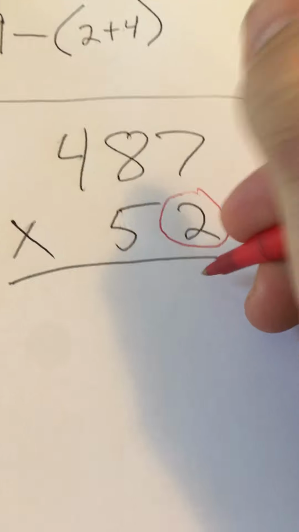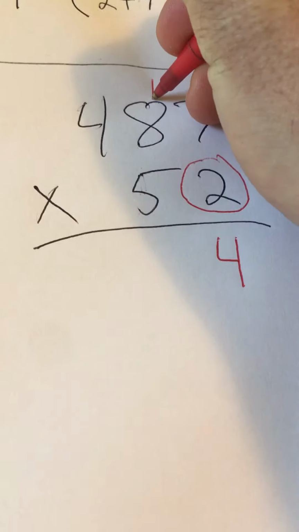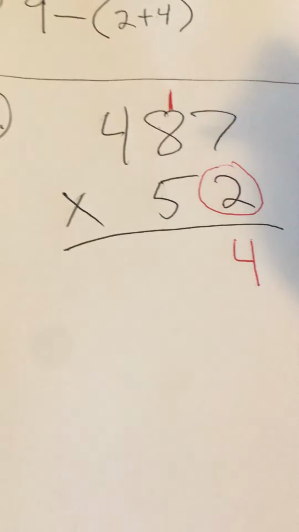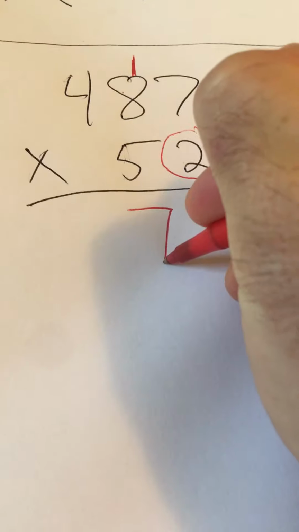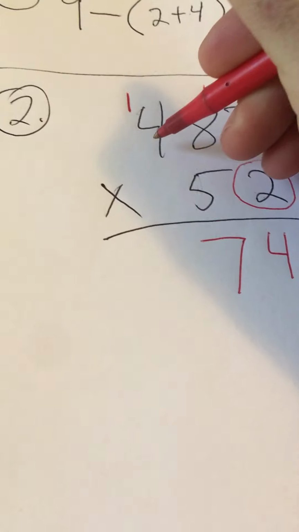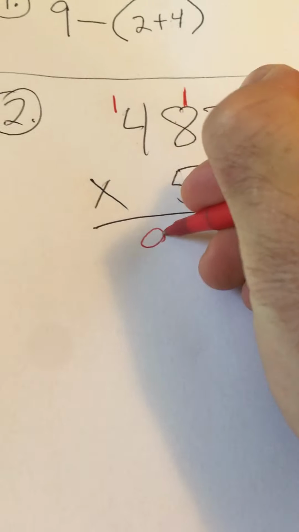So 2 times 7 is 14. You write the 4 ones and you carry the 10. 2 times 8 is 16, plus the 1 we carried makes 17 tens. Okay, write the 7, carry the 1. And then 2 times 4 is 8, plus the 1 that we carried makes 9.